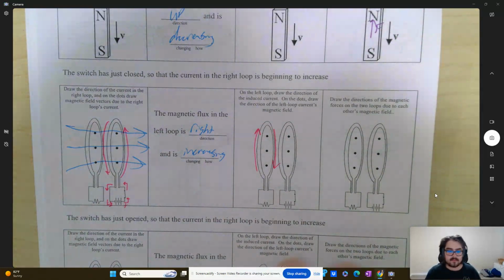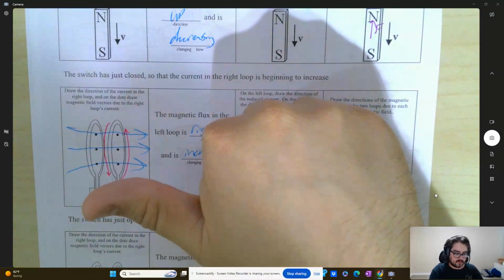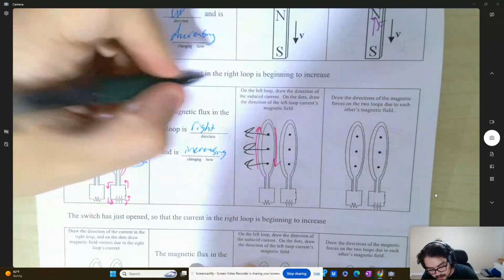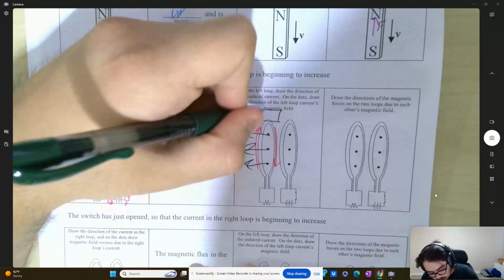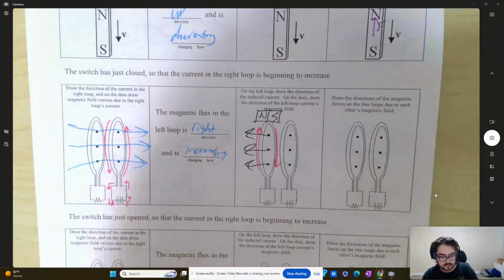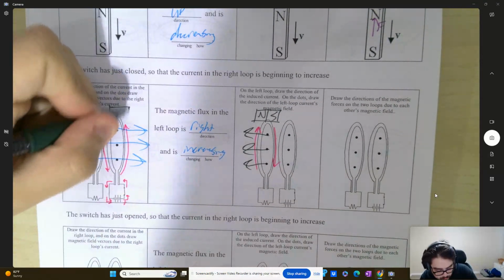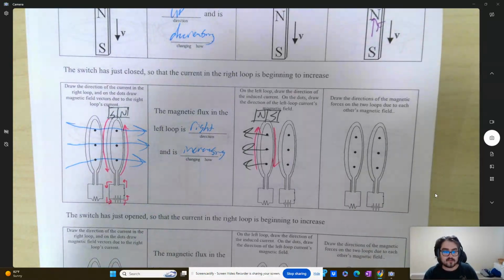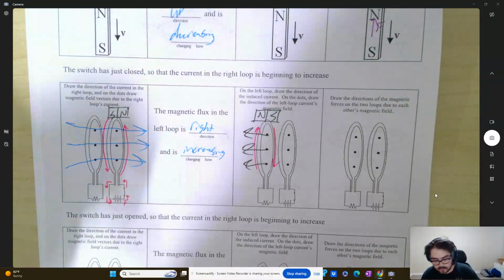And if we do that, then we can use our right hand rule and see that the magnetic field that's being produced is going to the left. Okay, so this is like a bar magnet where north is to the left and south is to the right. For the other loop, this is like a bar magnet where north is to the right and south is to the left. So you see that they are repulsed from each other.